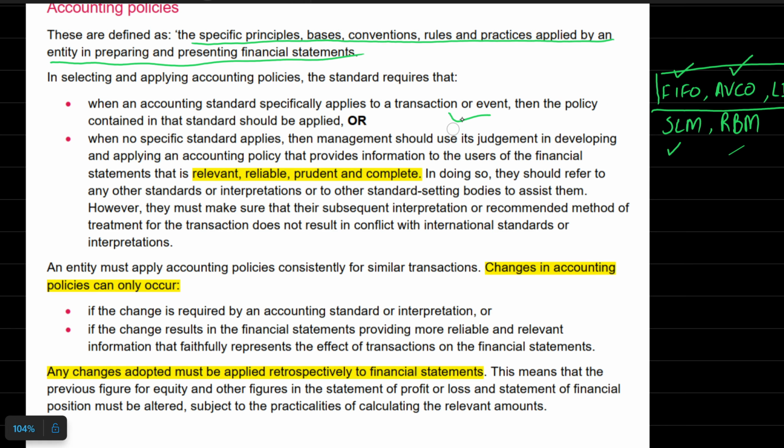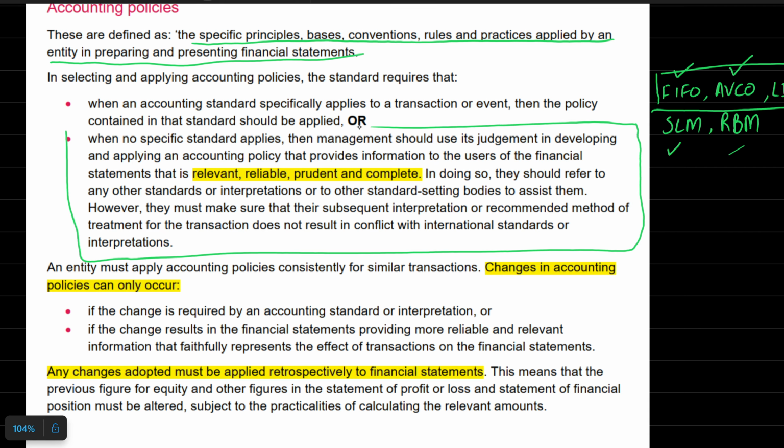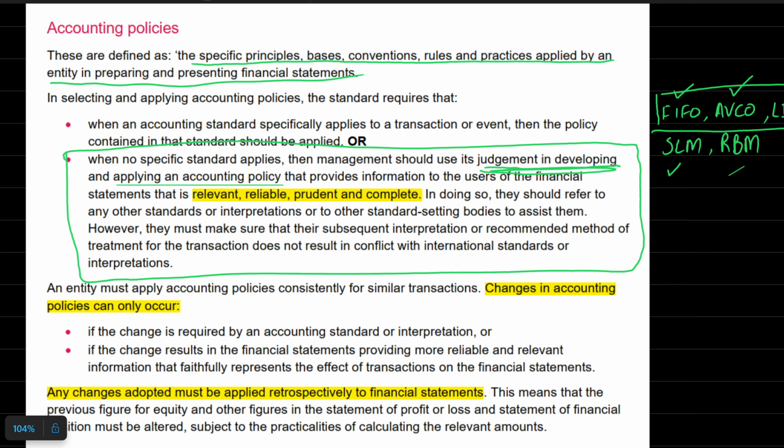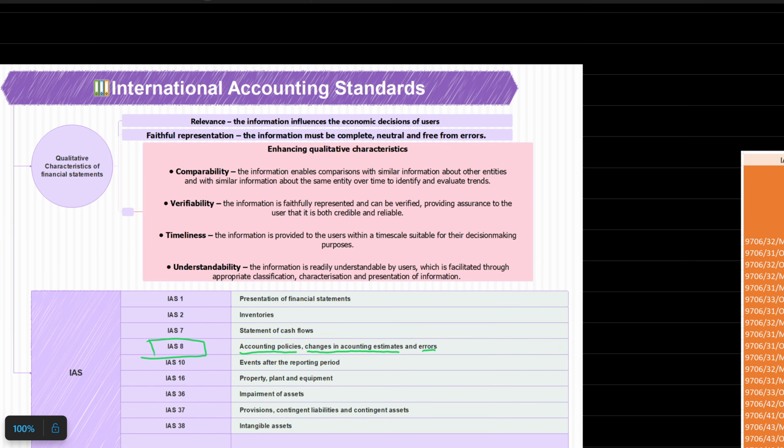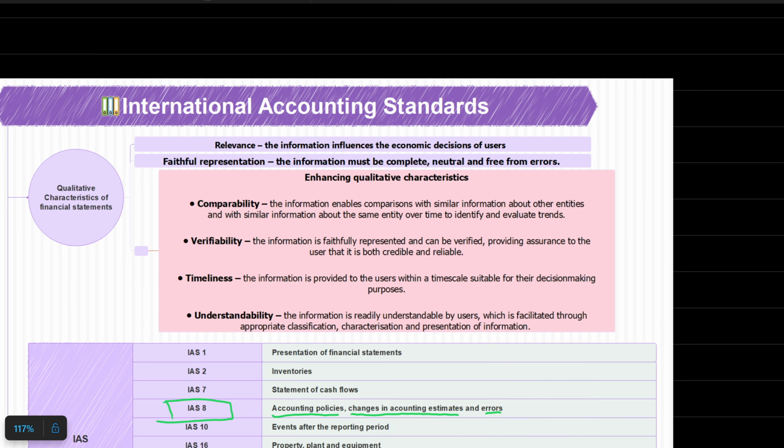But what if there is no specific IAS on a certain matter? What will we do? Then IAS 8 says management will use its judgment in development and application of an accounting policy. So students, how will this judgment be made? By applying the basic principle of fundamental qualitative characteristics and enhancing qualitative characteristics.